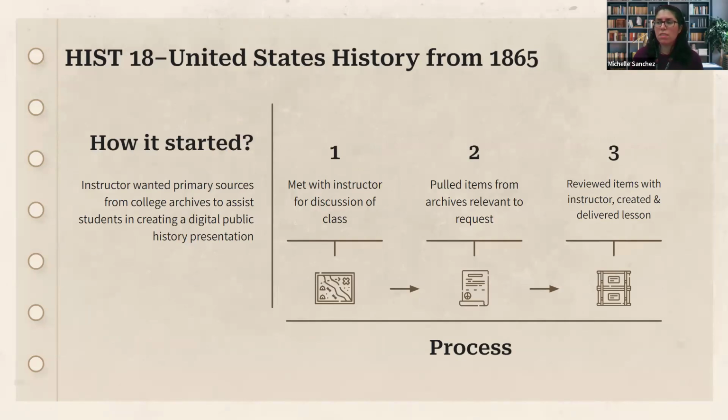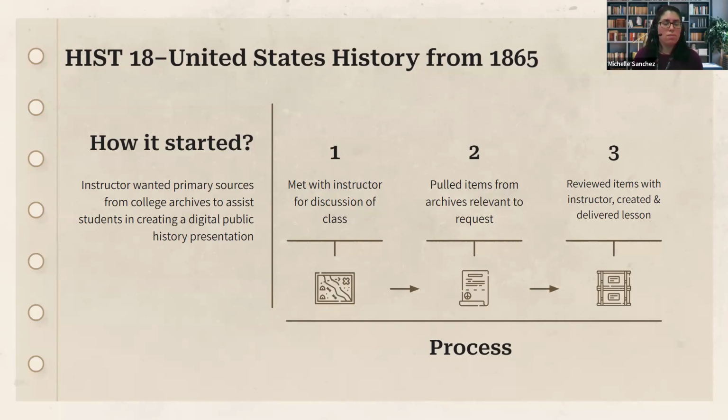So the next example class that I was implemented into was our U.S. history class from Reconstruction to the modern day. In this case, the instructor reached out to me and said, "Oh, I would really love to see if you have any primary sources, mainly photographs, in the college's history, because instead of doing a paper, I'm going to have my students do a digital public history presentation. The students already have their topics selected, and I'll let you know, and you can choose what items you have that best illustrate those topics."